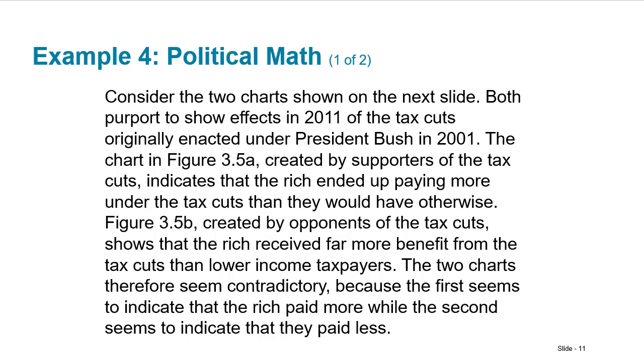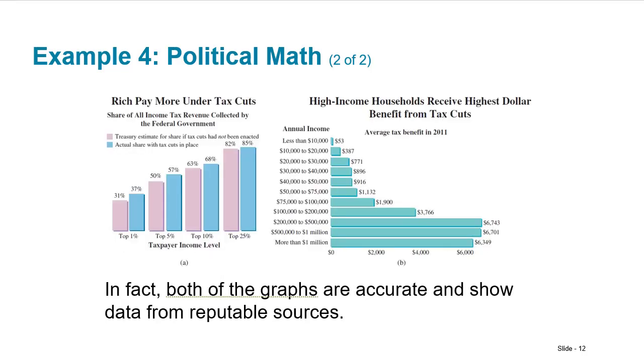The 2 charts therefore seem contradictory, because the first seems to indicate that the rich paid more, while the second seems to indicate that they paid less. In fact, both of the graphs are accurate and show data from reputable sources. It's just the way in which they are reported that makes each side seem to tell a different story. And that's one of the huge abuses of percentages. In truth, when you look at both of these, they both seem very confusing. So it would be much easier if they could just give you some numbers so you could figure it out yourself. But there you go. There's the last example for this one.